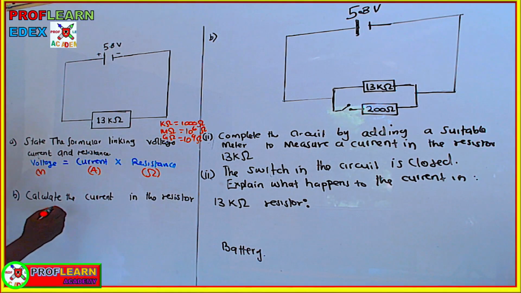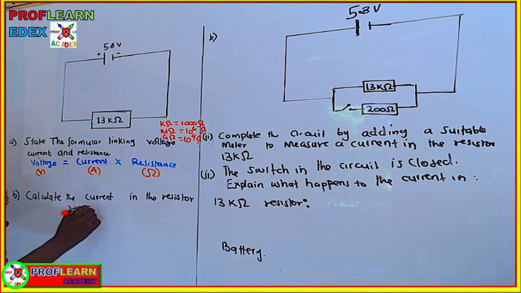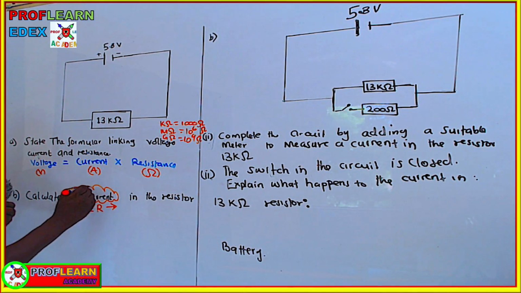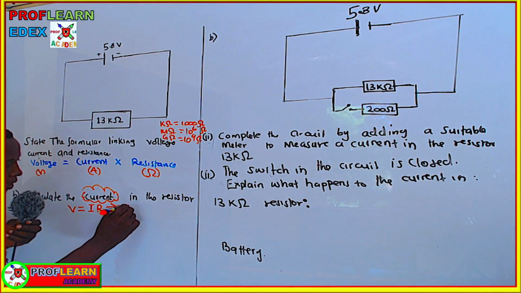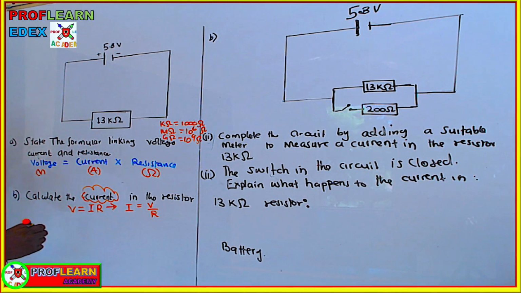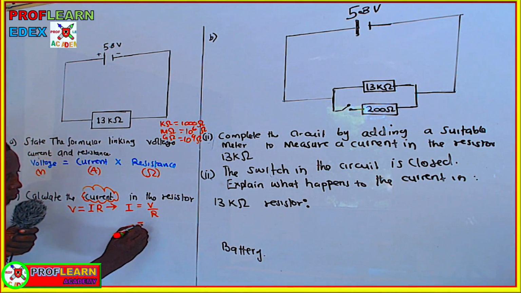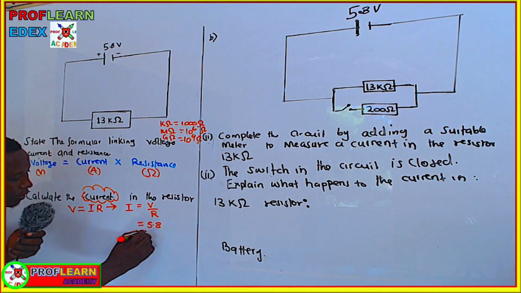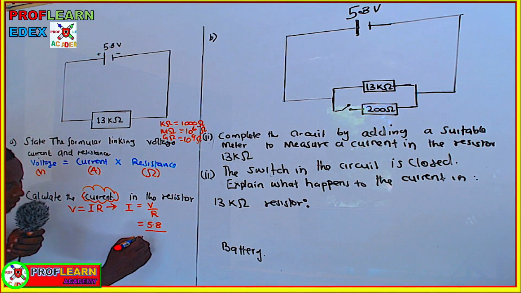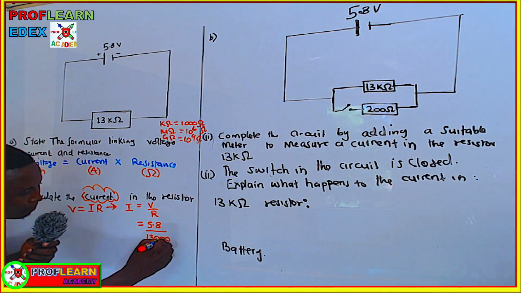Now, calculate the current. From this formula, we have said that voltage is equivalent to current times resistance, meaning that we can rearrange this equation so that we are able to work out the current. In that case, our current is equal to voltage over resistance. We are going to take the voltage, which is 5.8 volts, divide by the resistance, which here is actually 13,000 ohms.